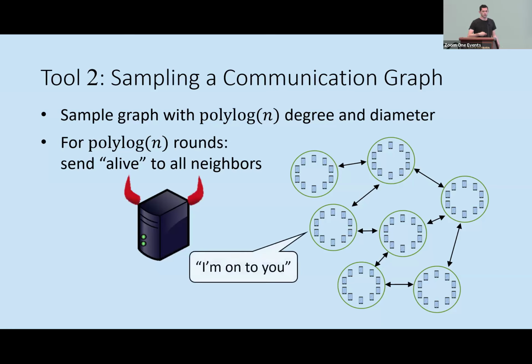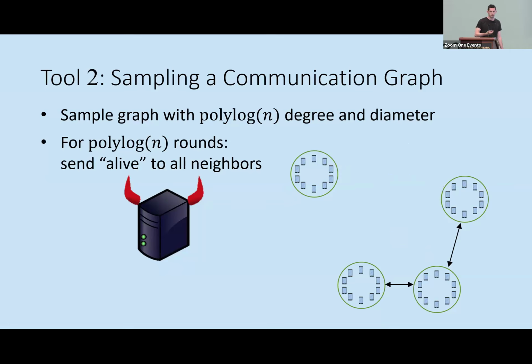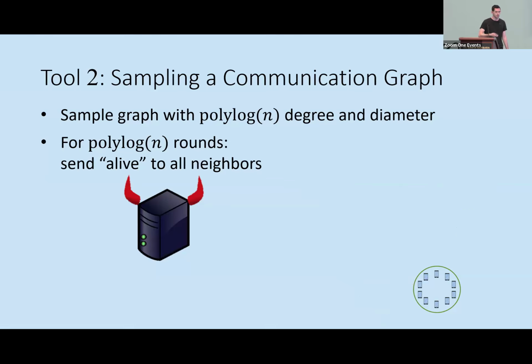So what happens now if the server does cheat and someone catches him? Well, it means that he's not going to send this message in one round. But then that means that his neighbors are not going to receive a message, which tells them that the server is malicious. So they're going to abort. And this propagates through the entire graph because it has polylogarithmic diameter. It means that eventually everyone will abort.